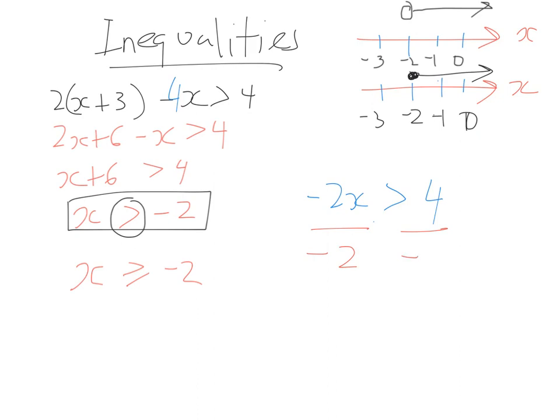we divide this by negative 2, and we end up with x and negative 2, but we'd have to flip the sign. Because we've divided by a negative number, we flip our symbol. That's what we end up doing there. So as soon as we divide or multiply by a negative number, we flip our symbol. That's pretty much solving inequalities.